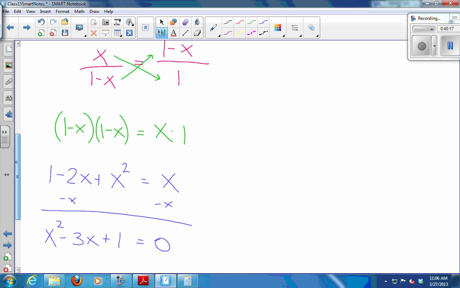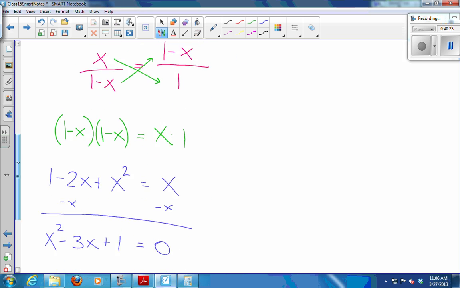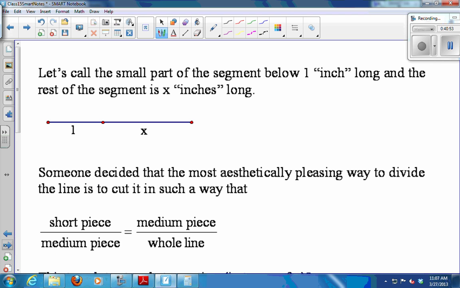I might have messed something up. Short to long equals long to whole. No, that's right. So this is a quadratic equation. The prerequisite for this class is Math 105, which is the basic intro algebra course, which does not get to learn how to solve this equation. So this equation, you may or may not know how to solve. So I'm just going to tell you what the answer is. We're not going to go through the process of solving it. Is that okay?